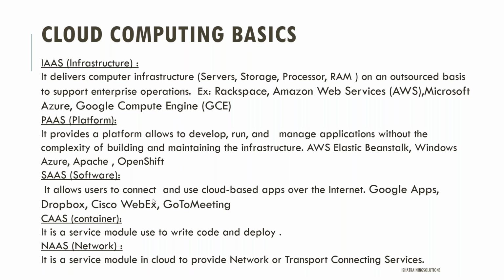Just log in and use it; the underlying infrastructure is maintained by the cloud provider. And there is also container as a service and network as a service. Container as a service is basically to write code and deploy, and the microservice is there. Whereas network as a service provides the network as an infrastructure. Let us assume there is one office in the US and one office in India. They should be connected via a secured channel. So this network as a service provider will enable a secure tunnel between those two offices. That is network as a service.